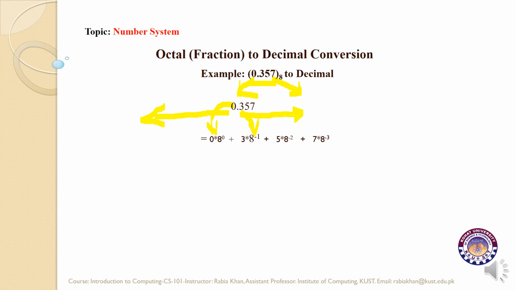Next number is 5. 5 is multiplied by 8. The power of 8 is -2. And last digit is 7. It is multiplied by 8 and the power of 8 is -3. So after clearing up the powers, these are the results.